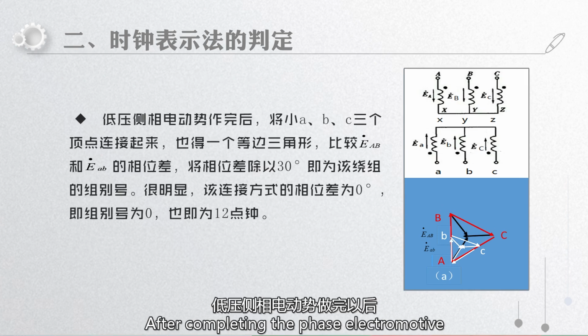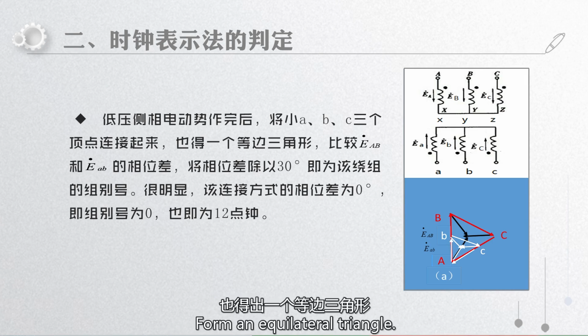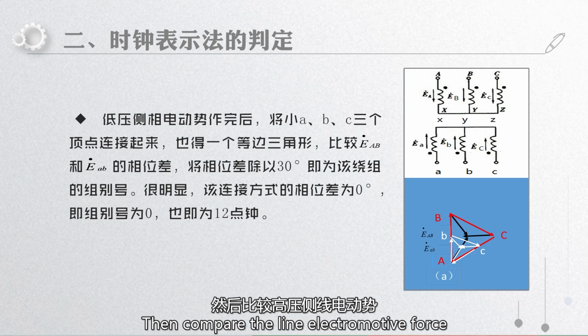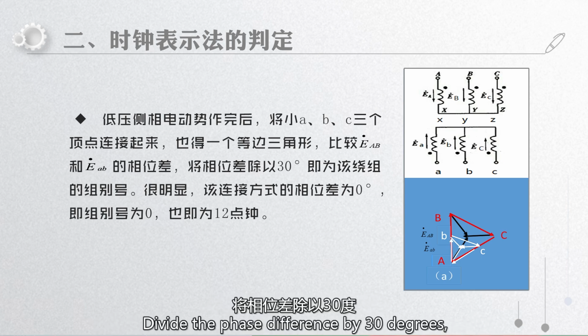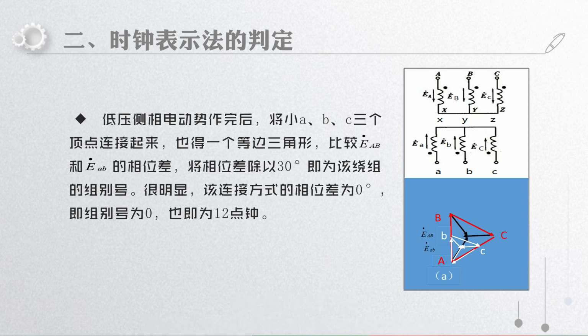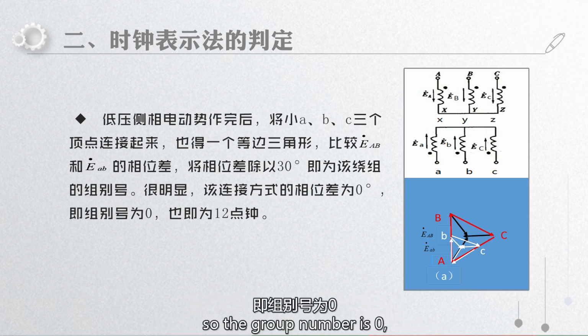After completing the phase electromotive forces on the low voltage side, connect the three vertices A, B, C to form the equilateral triangle, then compare the line electromotive force of the high voltage side with the line electromotive force of the low voltage side. Divide the phase difference by 30 degrees to get the group number of the winding. It is obvious that the phase difference of this connection method is 0 degrees. So, the group number is 0, which is 12 o'clock.